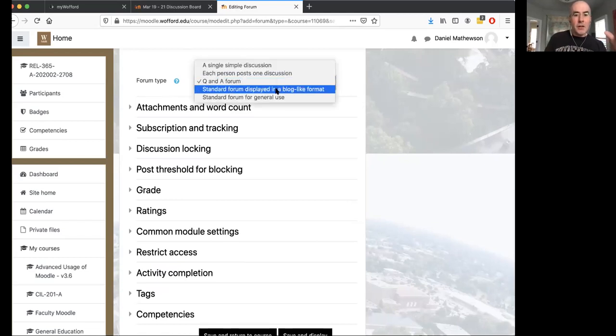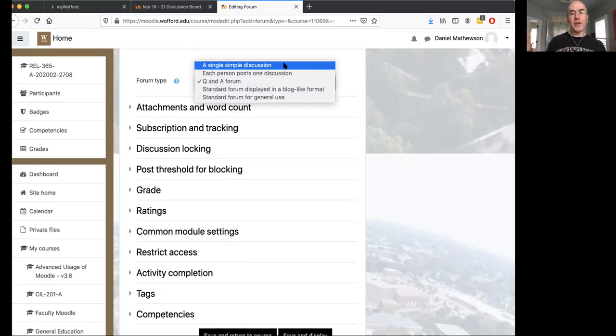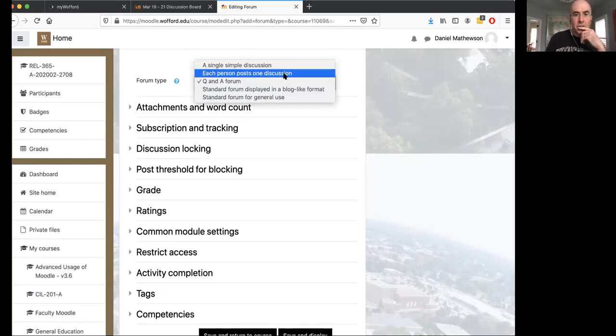A single simple discussion is the hybrid one that I told you about, where you post the topic, but students can only reply. They can't create their own topics. But they can also see how other people have replied before they post theirs if they want to. Each person posts one discussion. I'm not too sure how that's different than the standard one.